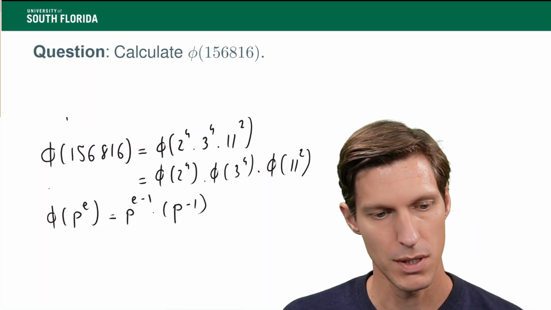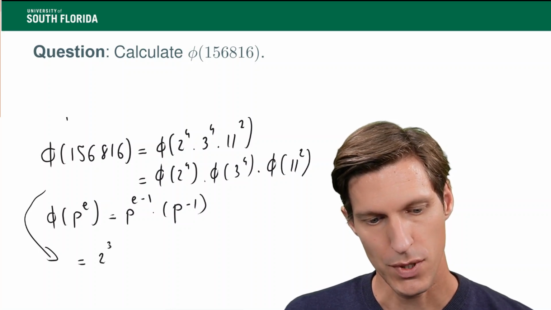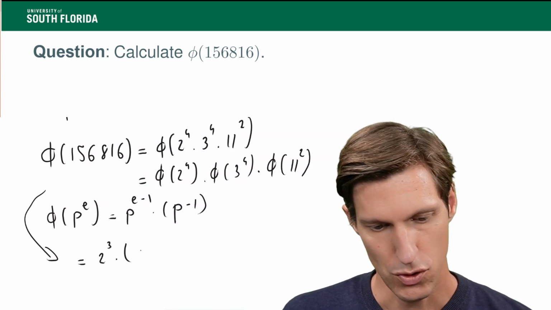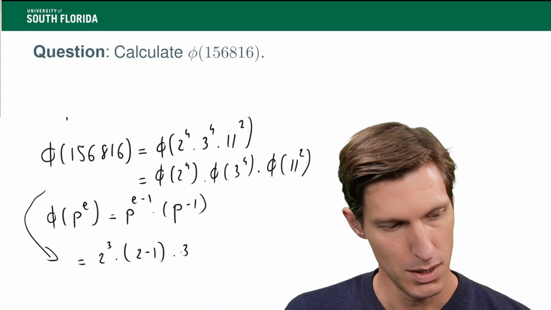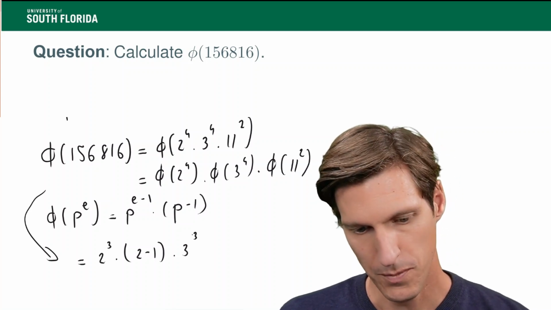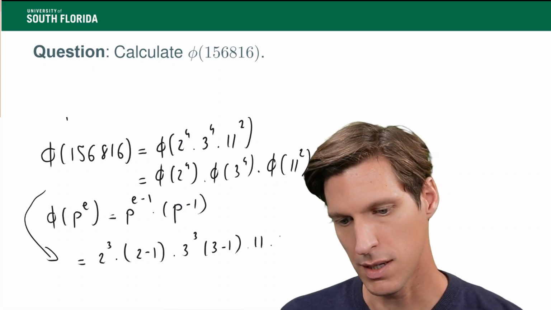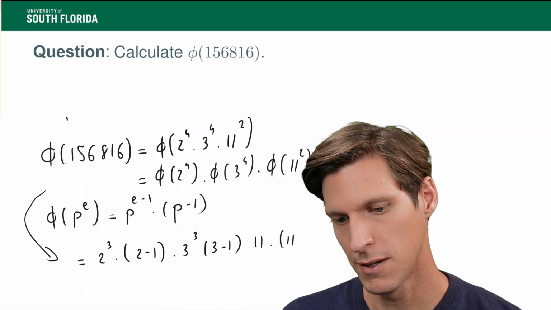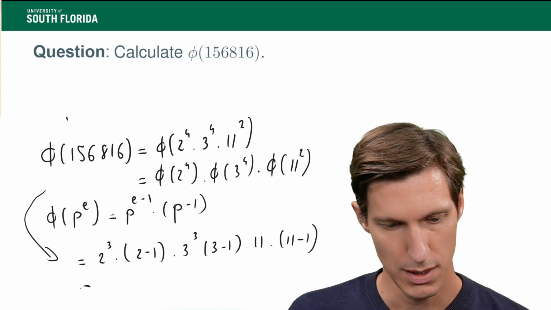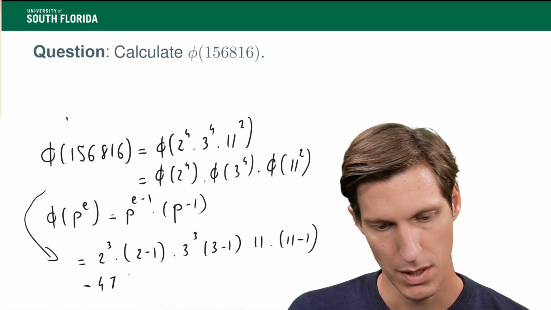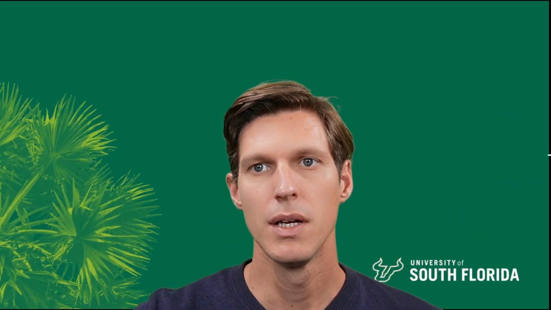Okay, so our phi value equals 2 to the 3 times 2 minus 1, times 3 to the 3 times 3 minus 1, times 11 times 11 minus 1, okay? All right, and then once you evaluate that, that's 47,520.